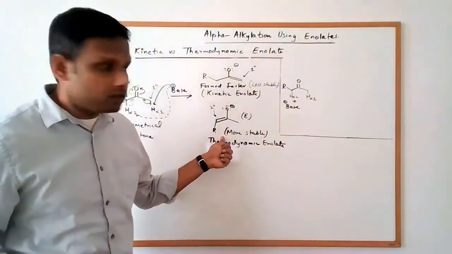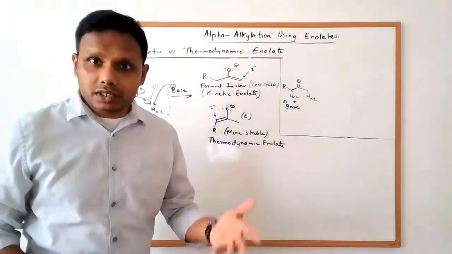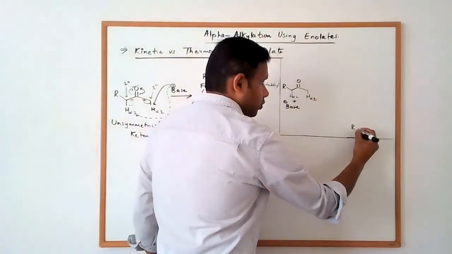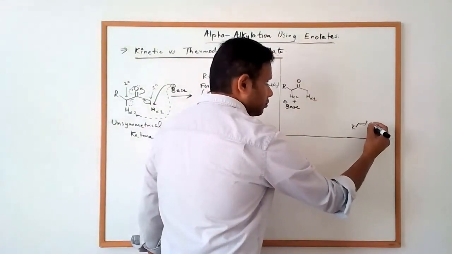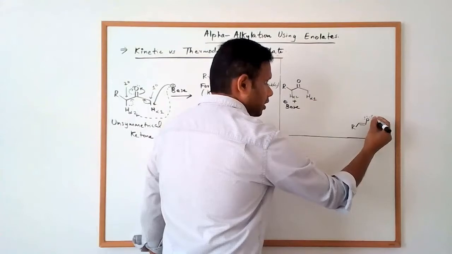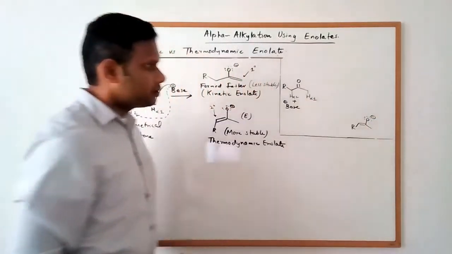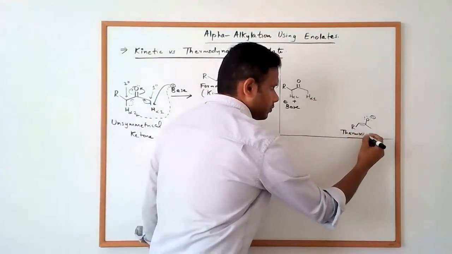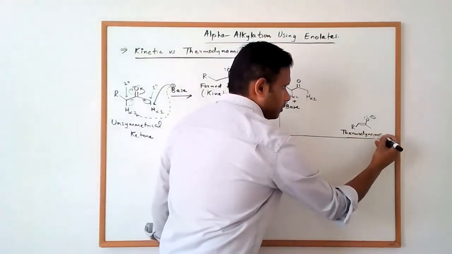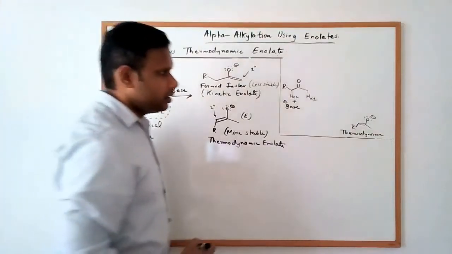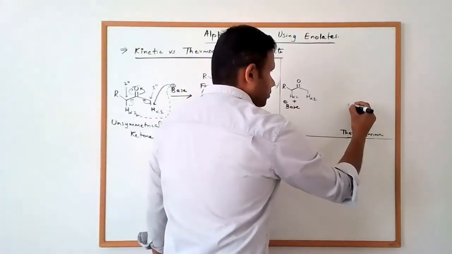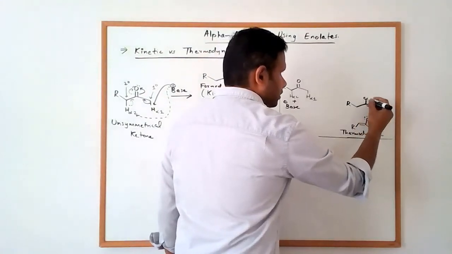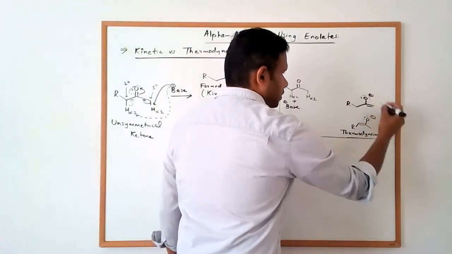The thermodynamic enolate is going to be the more stable enolate. So overall, this would be lower in energy compared to the other one. Okay, so that's our thermodynamic enolate. And then the other possibility is that we make the kinetic enolate.